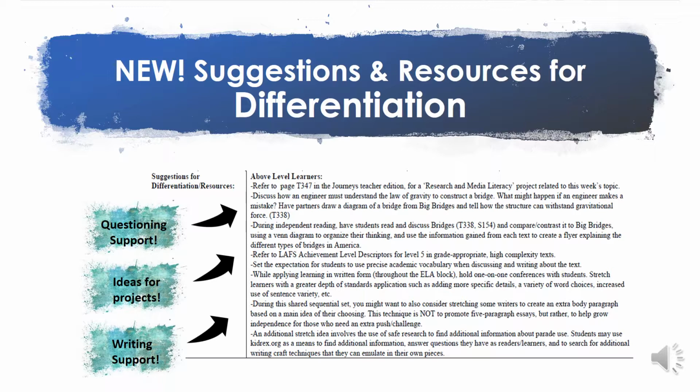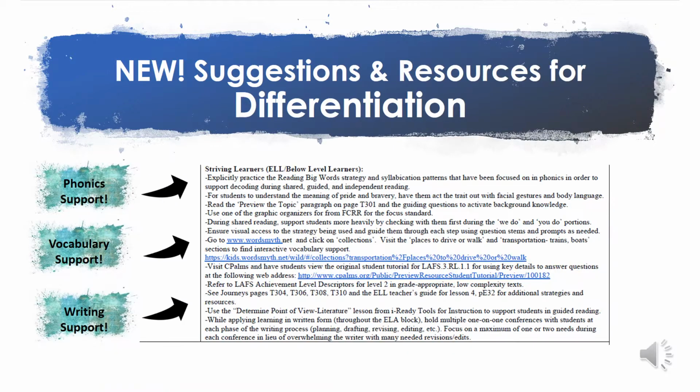Suggestions for above level readers is found in the top section. Suggestions for differentiating instruction for striving readers, or below level and/or ELL readers, is found in the bottom of the section. We use the term striving readers to honor the fact that all students strive to be successful readers, and the struggle is situational for these learners. This terminology helps to instill a growth mindset within students.